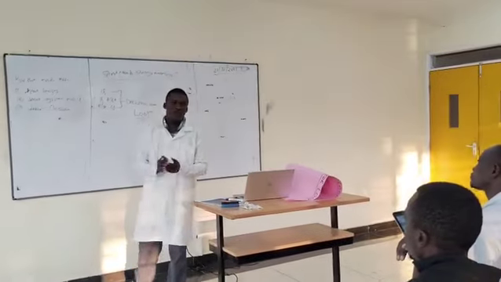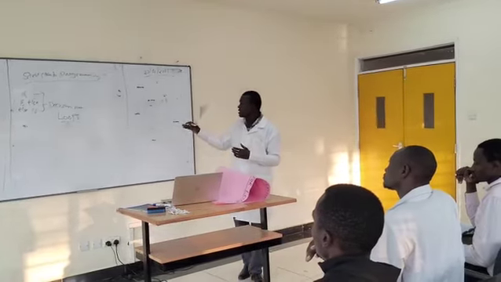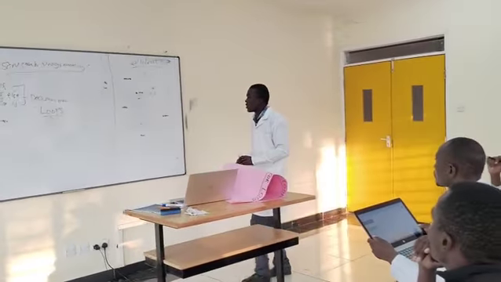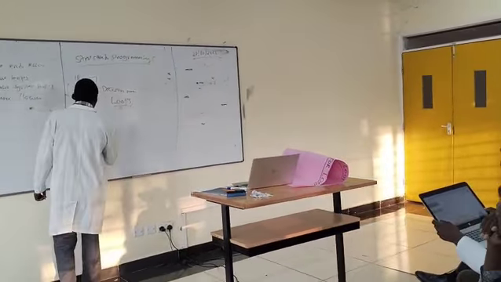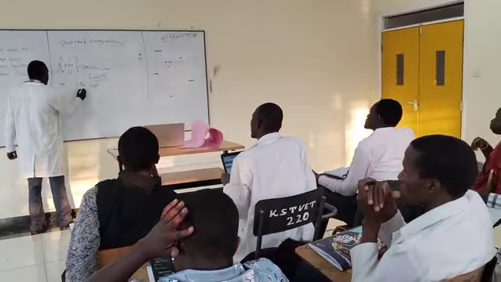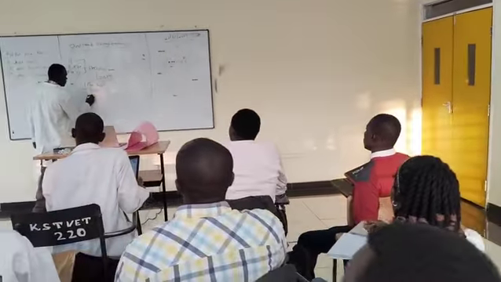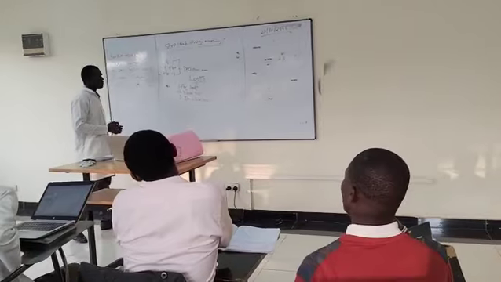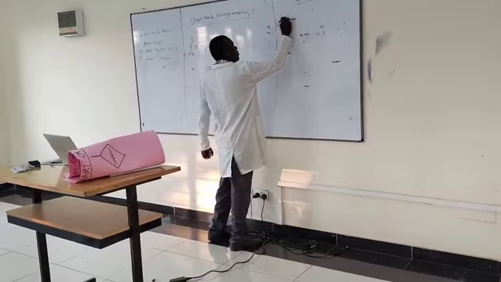So in loops, sometimes we write programs, we write statements. If we want these statements to be repeated more than one time, we use what we call loops. In loops, we have three types of loops. One, we have for loop. Two, we have while loop. And three, we have do while loop. Let's start from for loop.